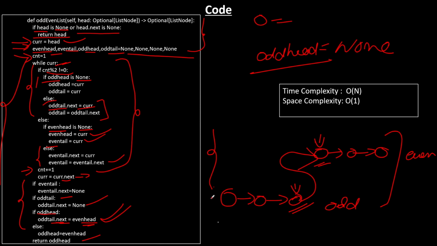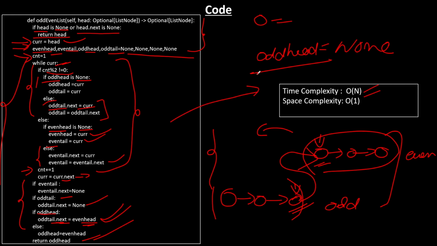Otherwise, if odd head does not exist, we put the complete even list into the odd head value and we return the odd head. Right? The time complexity for this comes out to be O of n because we complete the solution in a single pass, and there is no extra space used here, so it is O of 1. So I hope you understood this code explanation. Now let's move to the next slide.